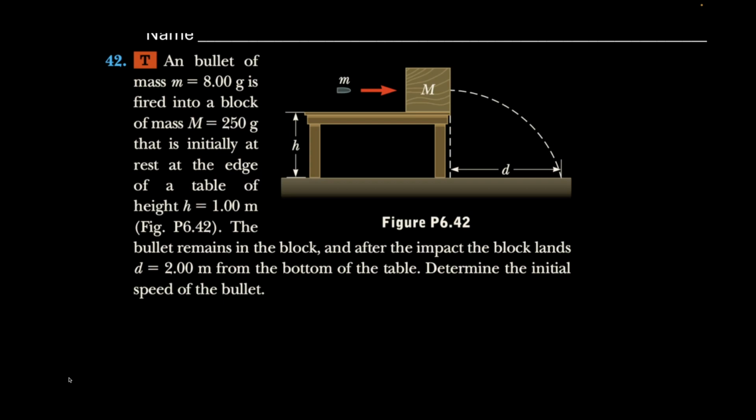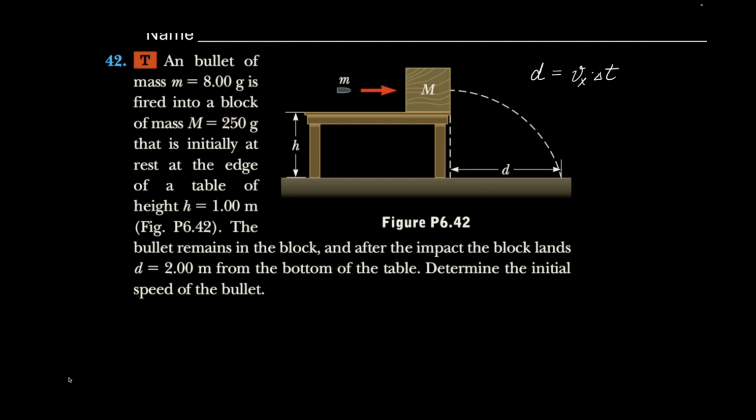After the bullet embeds itself in the block, the block falls off, and as you can see, it acts as a projectile that was launched horizontally, because the initial velocity of the block plus the bullet as it starts moving off the table is horizontal. We know the distance d, which is the change in x for our horizontal motion, so using these symbols we would say d equals vx times change in t.